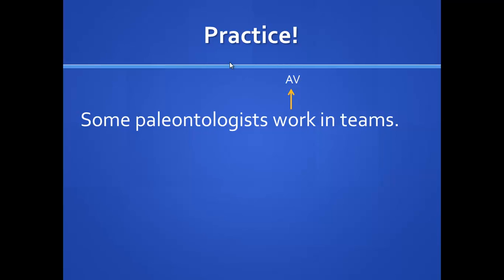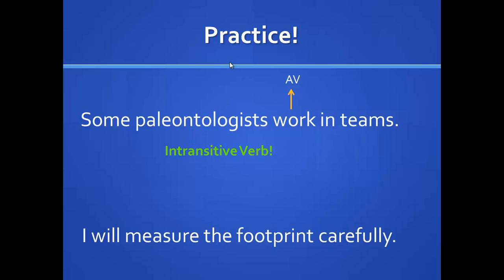Were you able to find an answer? Probably not. There's not one there. So that means, since there's no direct object, this is an intransitive verb. Let's do another practice. I will measure the footprint carefully.